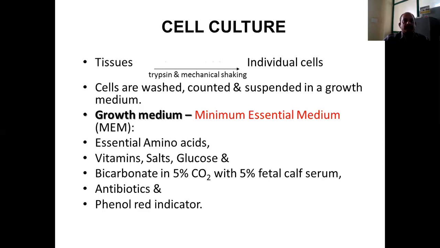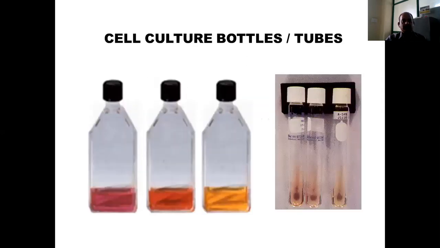Tissue is mixed in trypsin and mechanical shaking is applied, which separates individual cells. The separated cells are washed, counted, then suspended in growth medium. The growth medium used is minimum essential medium (MEM), which has essential amino acids, vitamins, salts, glucose, bicarbonate, and 5% carbon dioxide, with fetal calf serum, antibiotics, and phenol red indicator. These are the ingredients. Cell culture bottles and tubes can be seen in the picture.